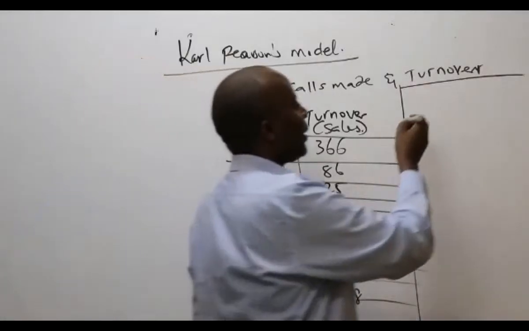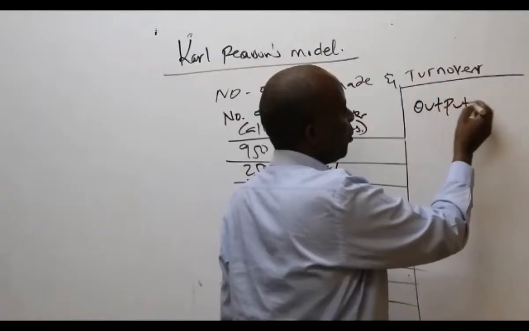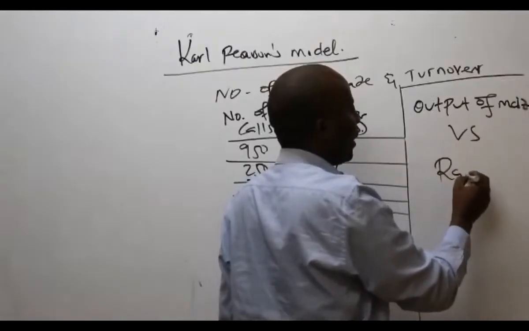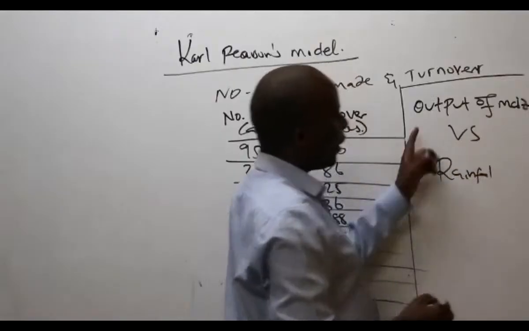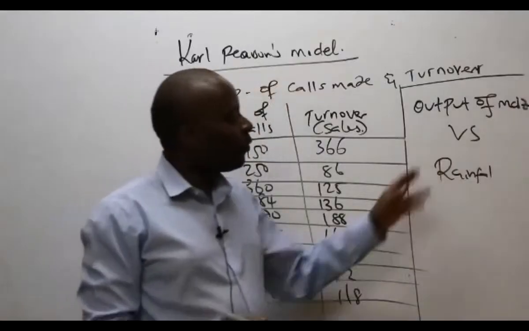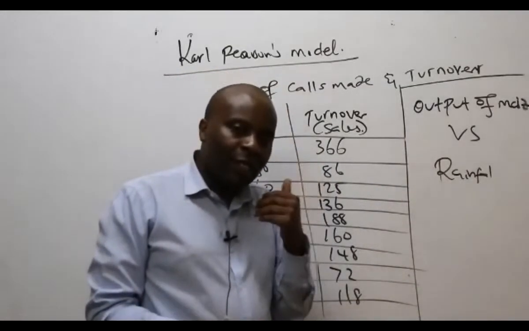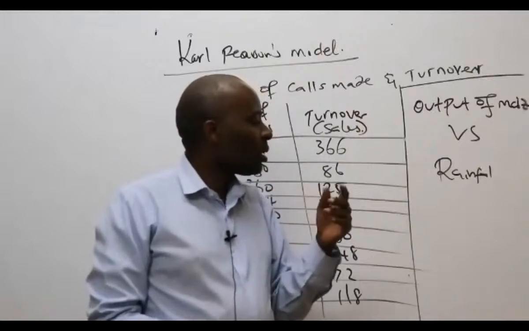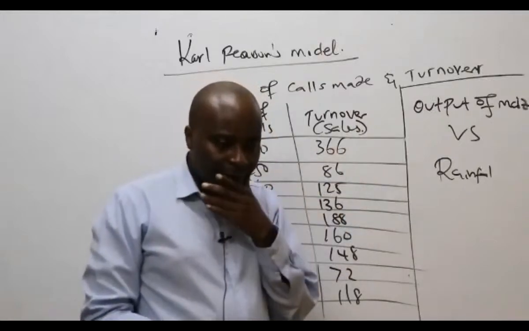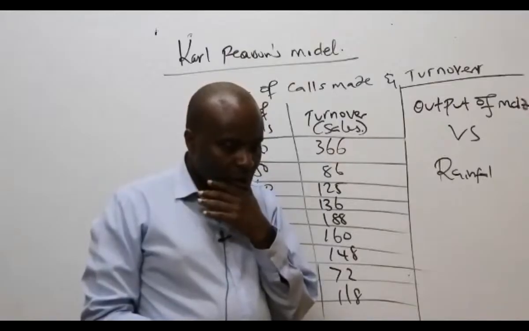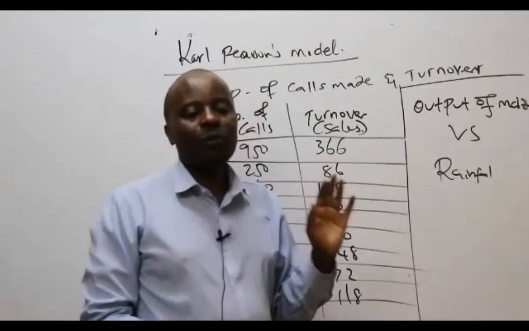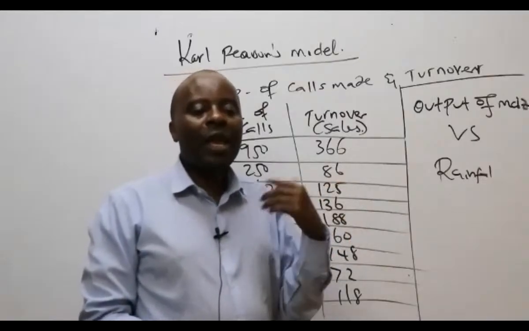If, for example, you look at output of, let me just use any crop, output of maize, versus rainfall amounts. If you're given two variables of this nature, ladies and gentlemen, here I'm able to see very fast that rainfall amount depends on maize. Rainfall depends on maize. True? No. It is the other way around.